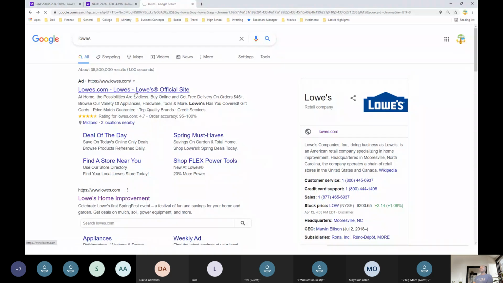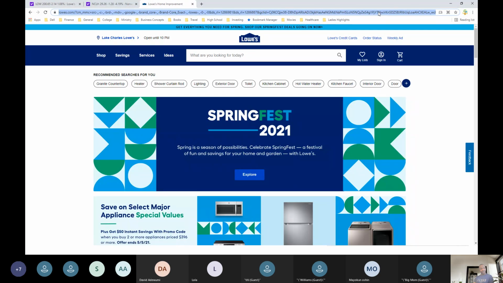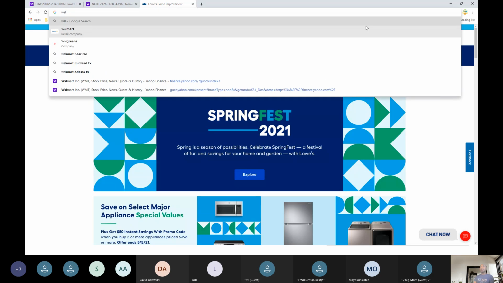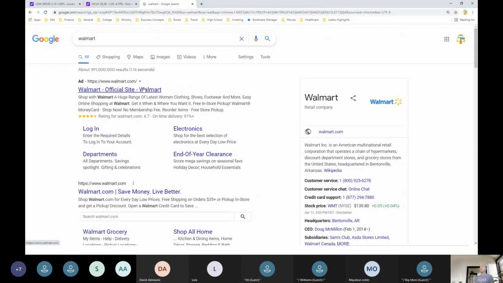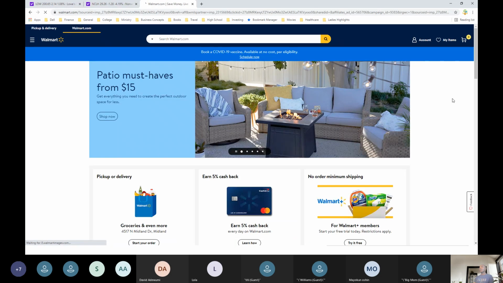Okay. I just want to see if I can find an example. I'm not finding the one for Lowe's. I'm sure it's there, but I didn't look for it before the class. Let's look for Walmart, and see if we can find theirs quickly. Official site. Should be at the top here normally somewhere.